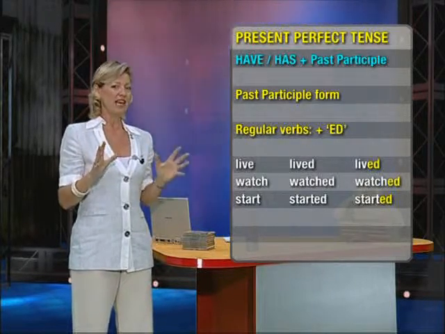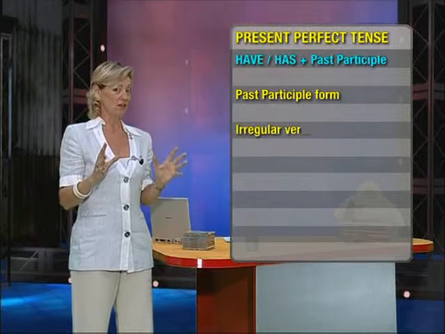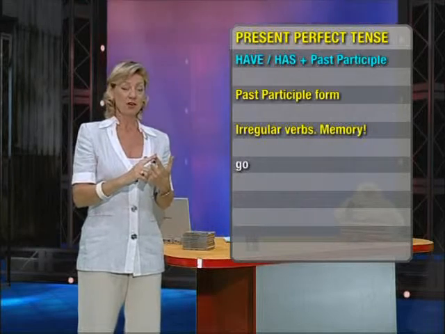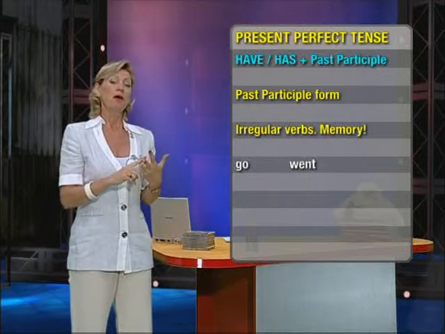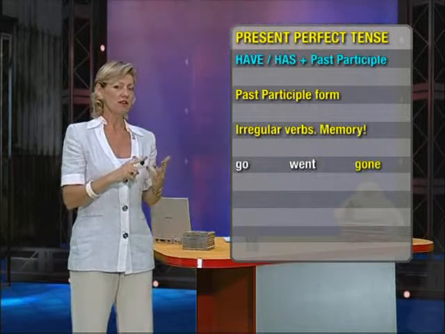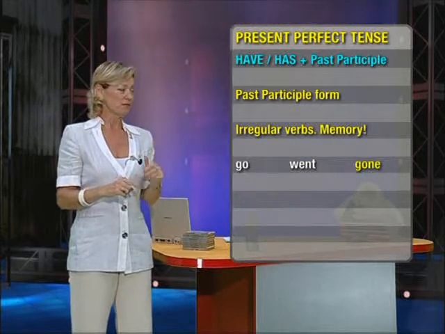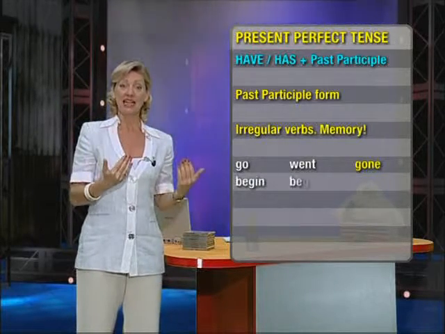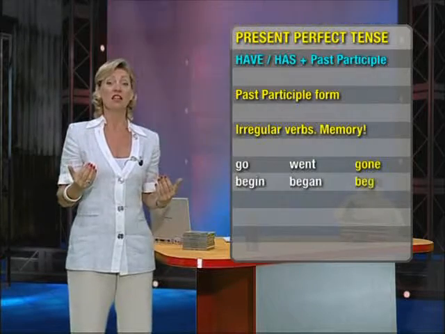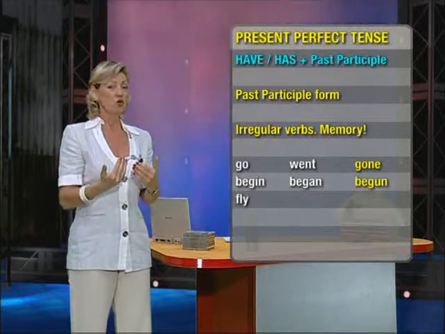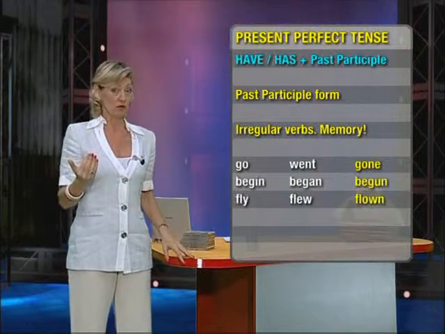Now things change in the irregular verbs. Let's look at an example. Go. The past tense of go is went, and the past participle is gone. Go, went, gone. You see it changes. Another example: begin, past tense began, and then begun, the past participle. Fly, flew, flown, past participle.